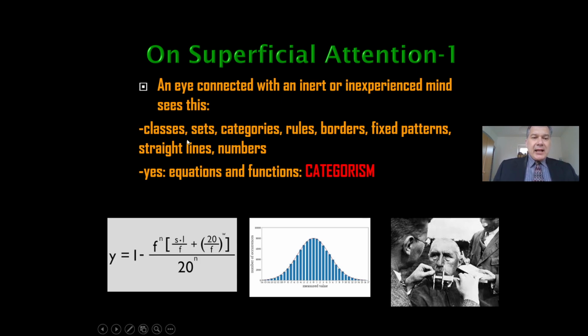You are going to see classes, sets, categories, rules, borders, fixed patterns, straight lines, and numbers. Okay, you are going to see equations like this, statistical distributions like this, and all kinds of foolish measurements. So when we are going to divide our train of thought into separate units that we are taking over from somebody else, we are going to call that mechanism categorism.